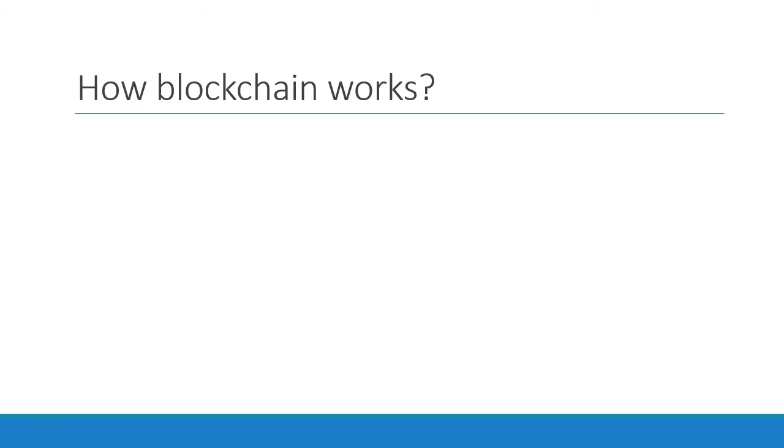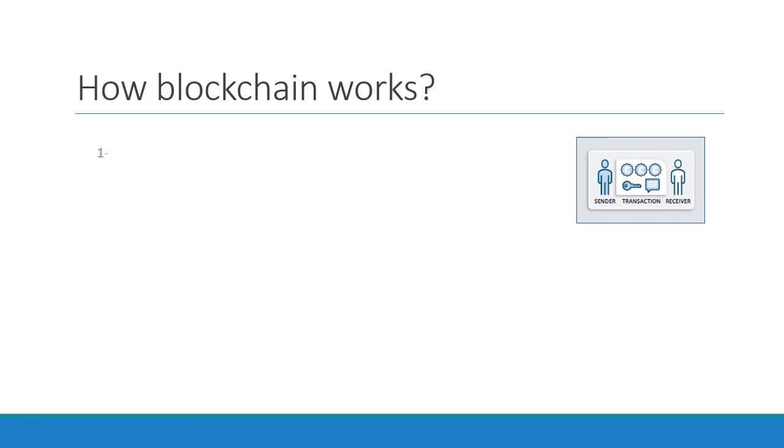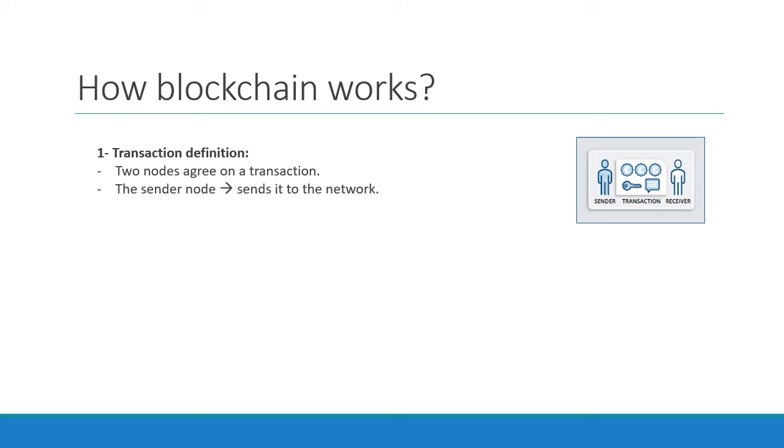The first step of forming a block starts with the transaction definition. It's when 2 nodes in the blockchain network agree on a transaction. The sender node creates a transaction and sends it to the network. The transaction could include information such as the public address of the receiver, transaction details like amount to transfer, reference to previous transaction, and much more. The sender's digital signature proves the authenticity of the transaction.